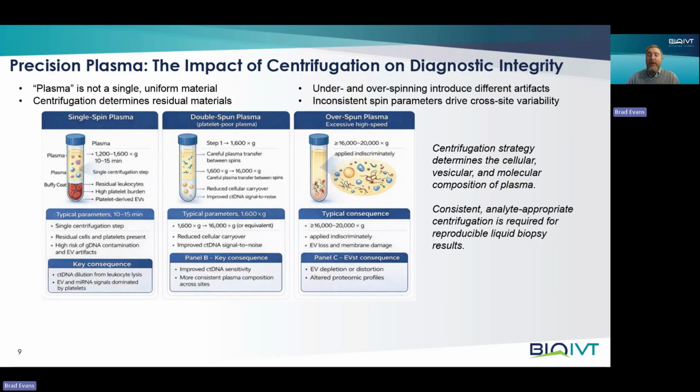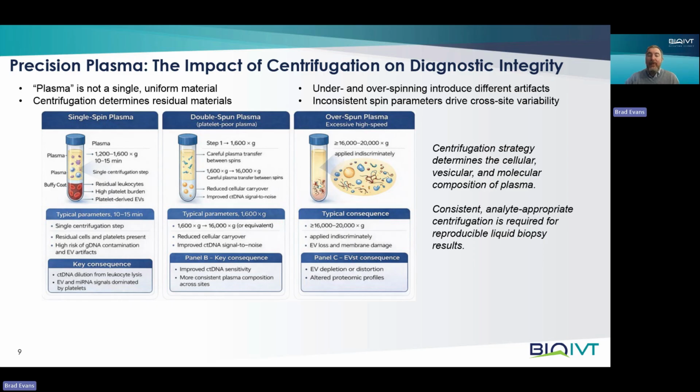Now that we've talked about tube chemistry, the next major determinant of what ends up in plasma is centrifugation, and the key idea here is simple but very important. Plasma is not a single uniform material. Plasma is defined by how you spin it. Let's start on the left with single-spun plasma.